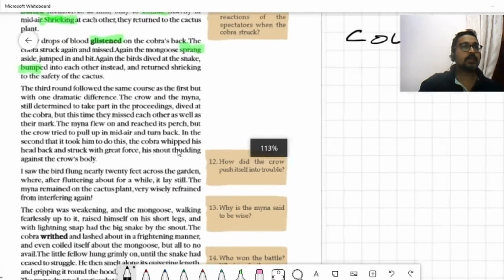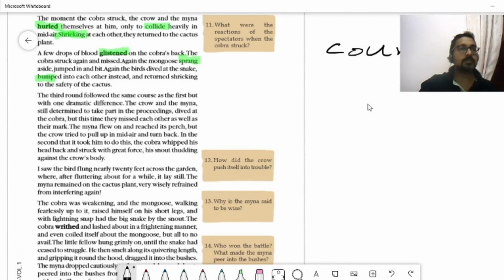The crow and the myna still determined to take part in the proceedings. What does proceedings mean here?